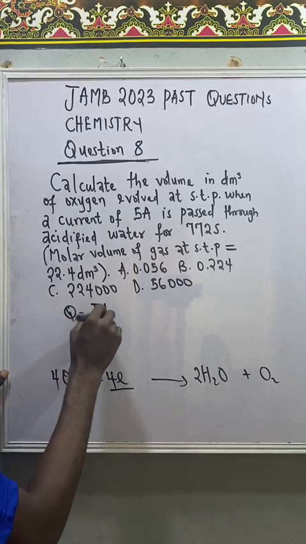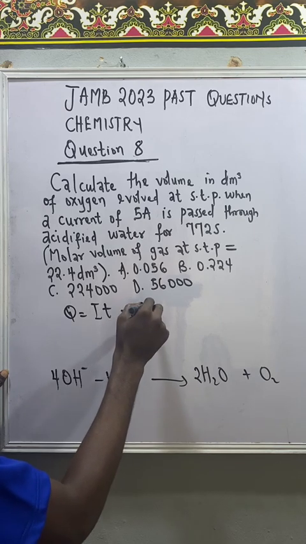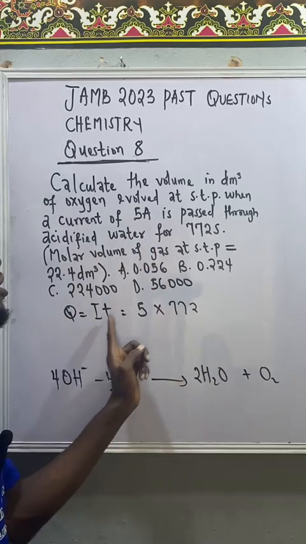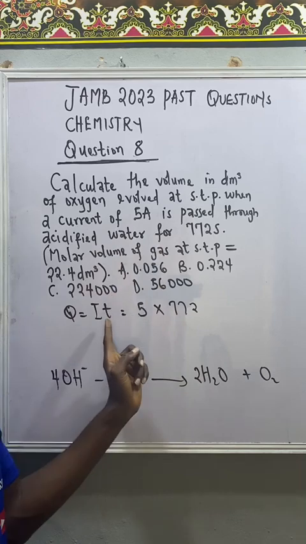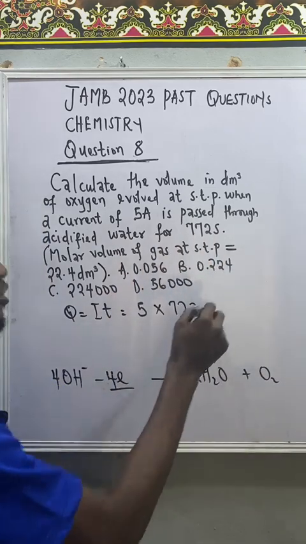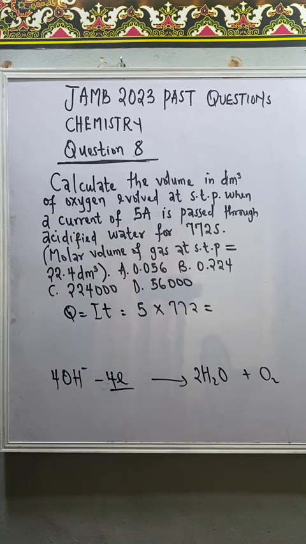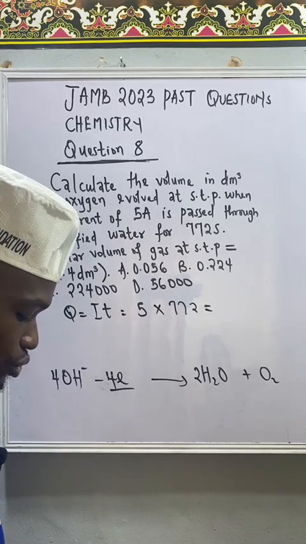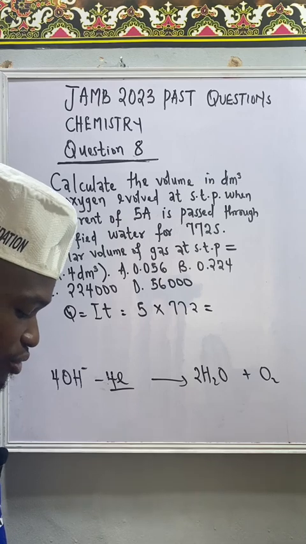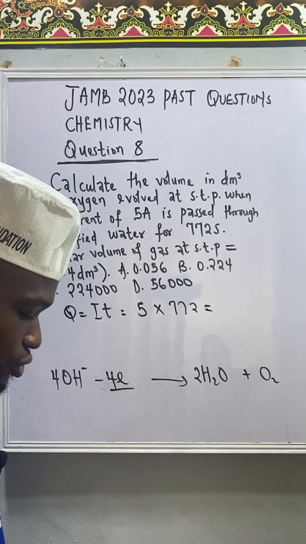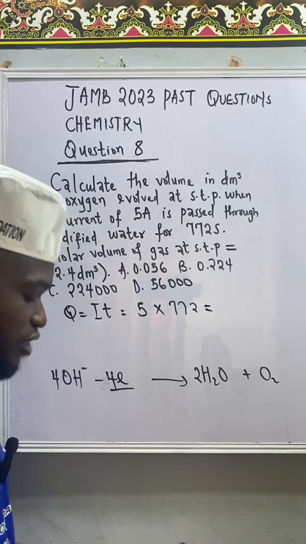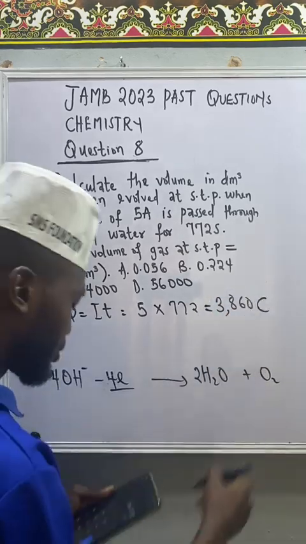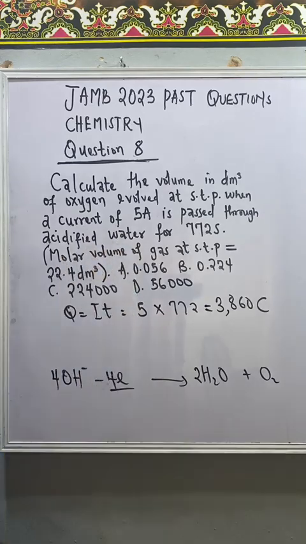Now, we need to first calculate the quantity of charge used in this particular electrolysis. Q is equal to IT, which will be 5 ampere times 772 seconds, meaning that I stands for current and T stands for time. So we are given current as 5 ampere and time as 772 seconds. Let's multiply that together. If we multiply 5 times 772, that gives me 3,860 coulomb. So that's the quantity of charge that we need in this process.